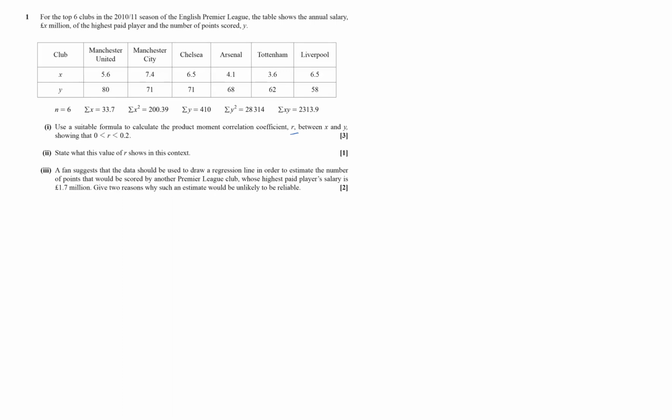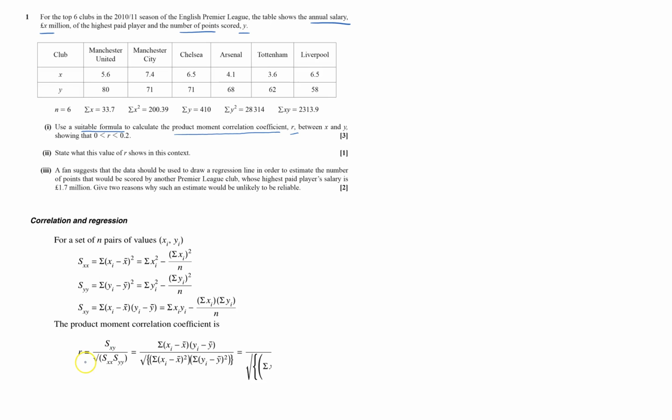There's 6 clubs in the English Premier League. It shows the annual salary, X million pounds, and the number of points scored, which is Y. For this table, we've got to use a suitable formula to calculate the product moment correlation coefficient, and that means I'm going to need to use the formula sheet. So I'll put the relevant formula down here.